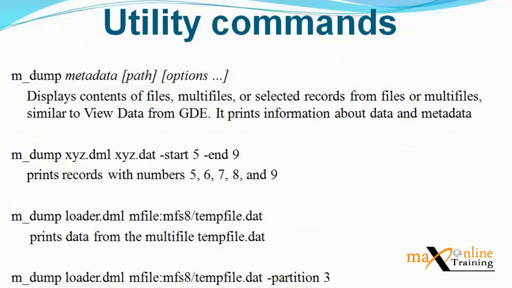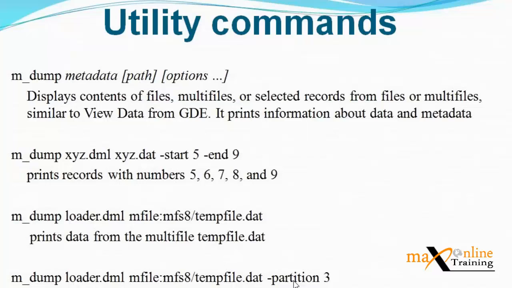The second example is the normal usage, and the output will be like what you see in the formatted text output. Record 1, then field name, value name, field name, value name, and then record 2, field name, value name. Okay. And the other option for m_dump is -partition.